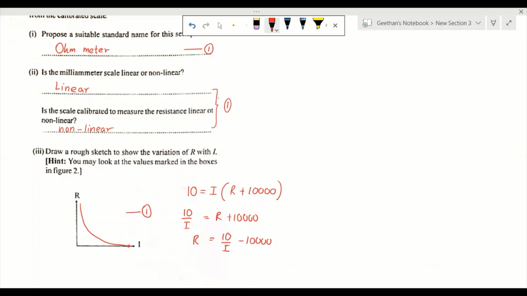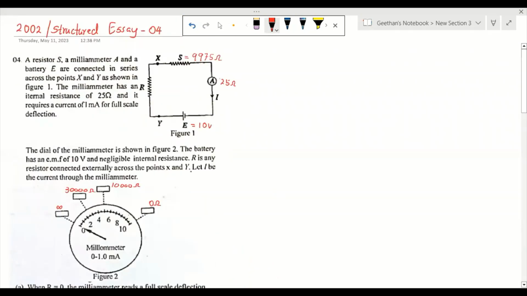So this is how you do the fourth structured question in the 2002 paper.